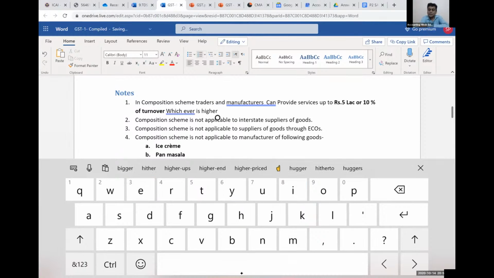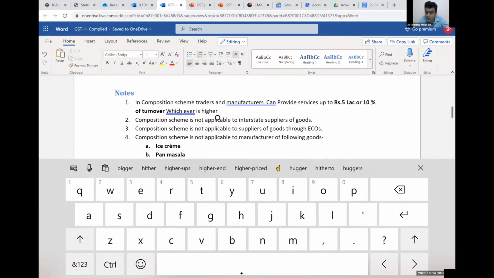Do you understand? Urmila, you followed this? Yes, sir. Right? So you can also provide service up to 5 lakhs or 10% of turnover. So not only manufacture, you also provide service, no problem.